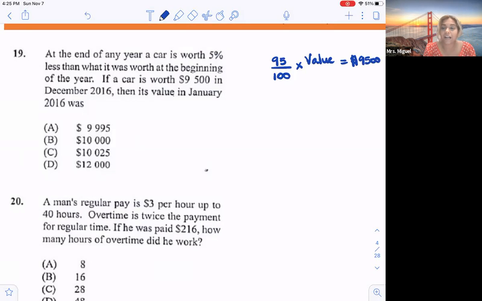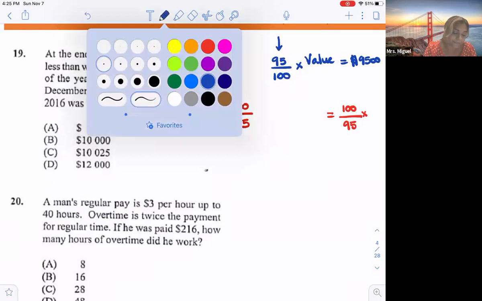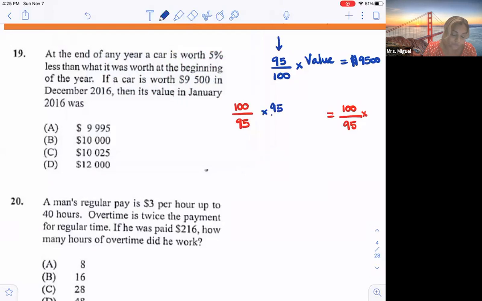So to find the value of the car, we have to eliminate this fraction. To eliminate this fraction, we need to multiply it by the inverse. So the inverse of 95 over 100 is simply 100 over 95. And whatever we multiply one side by, we multiply the same thing on the other side. So this will cancel, and the value of the car would be 10,000.